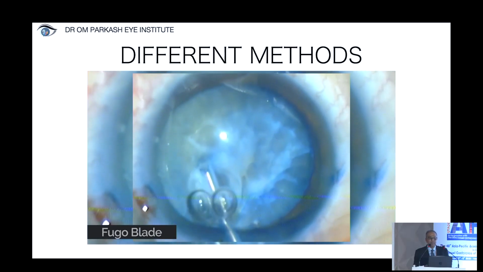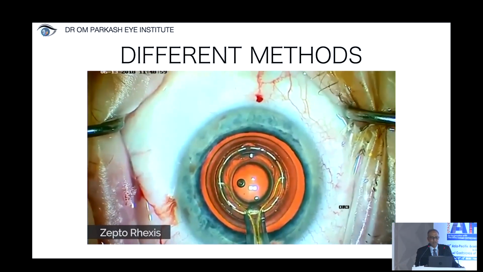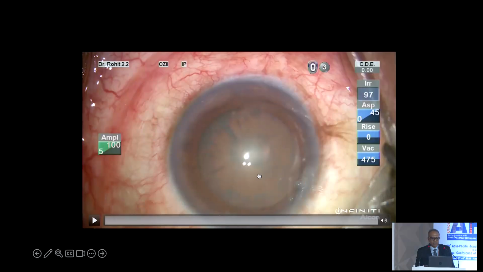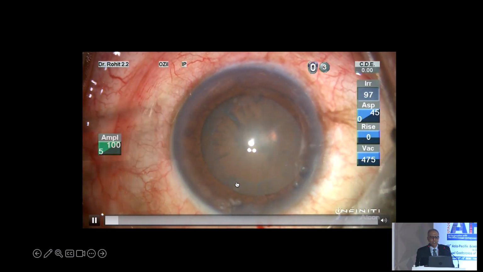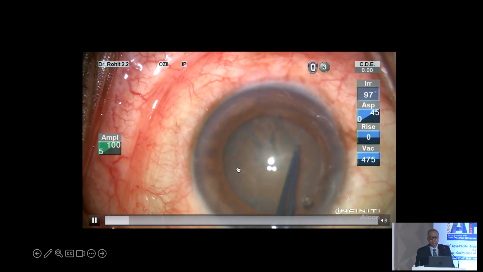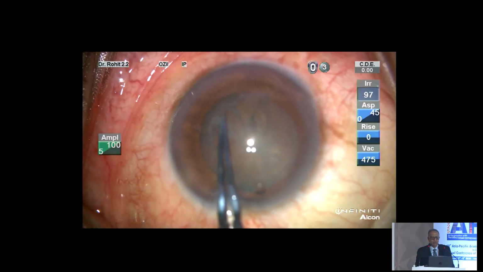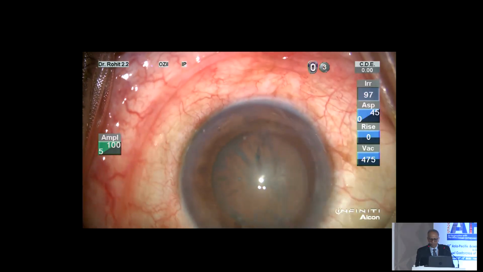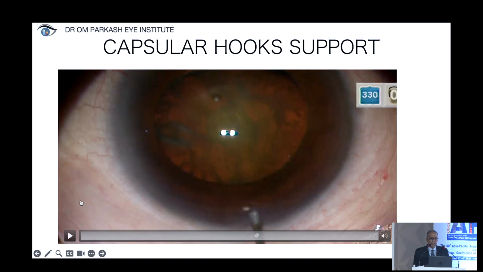Then Fugo blade can be used. I don't know how many of us have Fugo blade. Zeptorhexis can be done, and you can do a Femto too. So these are the different ways you can initiate the rhexis. At times, the patients do have pseudo exfoliation, but contrary to your expectation, the zonules are intact. And the idea in these patients with zonulopathy is to create a large rhexis, as David Chang has taught us. So this is another way we can do the rhexis.